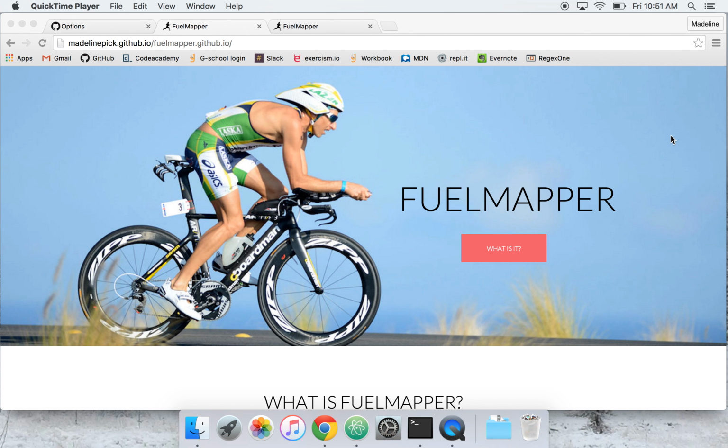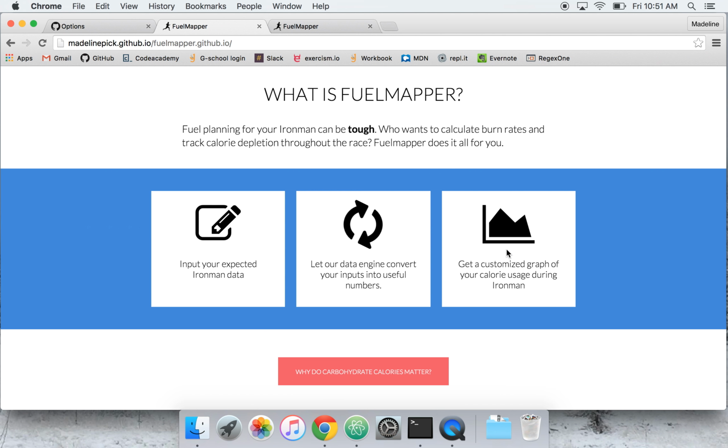So the purpose of the site is to chart your available calories and how that changes as you eat so that you can understand if you're getting enough calories during the race to basically finish and not bonk. So when I was first showing this to people, a lot of people didn't understand the sort of science behind it, so I made a landing page that goes over the basics.